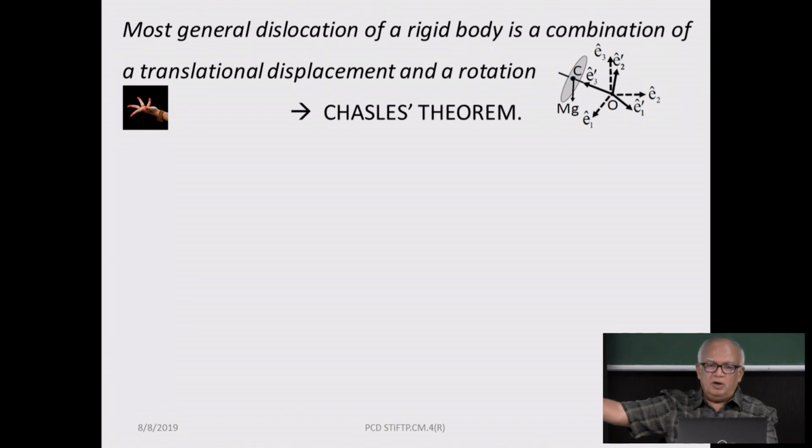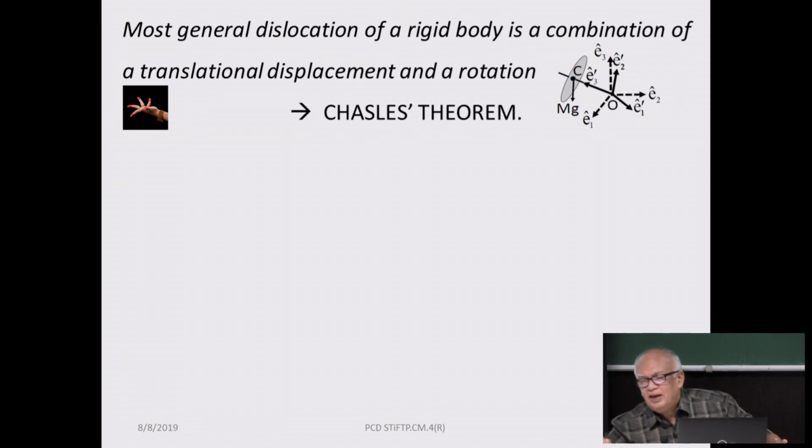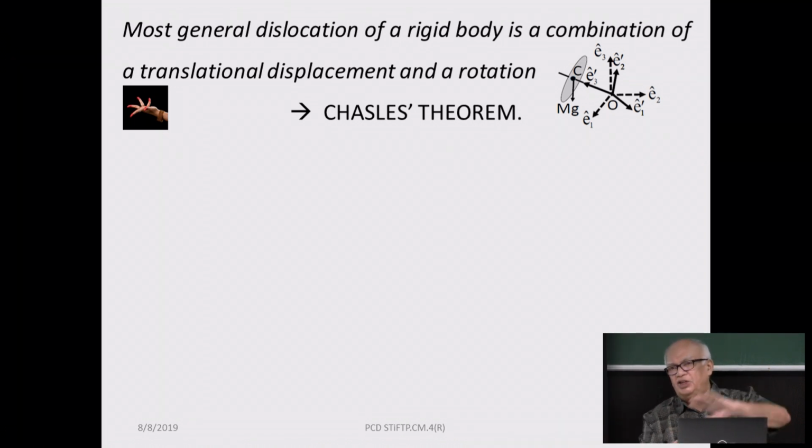So there is a very nice theorem called Chasles' theorem, which says that the most general displacement of a rigid body from a given coordinate frame of reference can be described as a sum of two displacements. One is the translational displacement to its center of mass, and the other is a rotation about the center of mass. So these two things completely describe any way you can change a coordinate frame of reference with reference to what you might call an inertial frame of reference or a laboratory frame of reference.